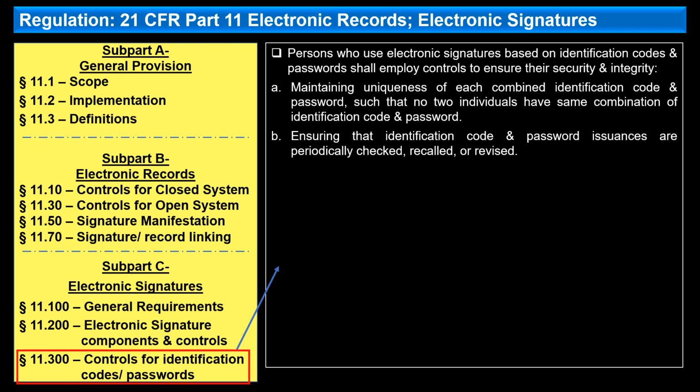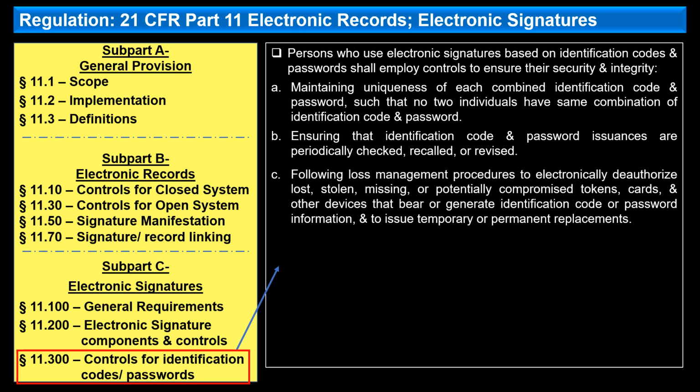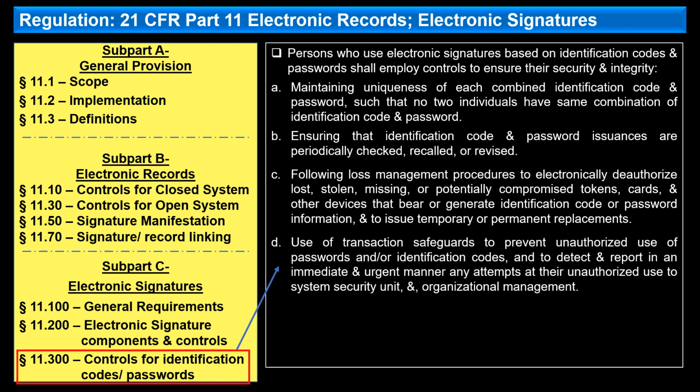Ensuring that identification code and password issuances are periodically checked, recalled and revised. Following loss management procedures to electronically deauthorize the lost, stolen or missing token cards and other devices that bear or generate identification code or password, and to issue temporary or permanent replacements. Use of transaction safeguards to prevent unauthorized use of the passwords or the identification codes, and to detect and report in an urgent manner any attempt at their unauthorized use to the security unit and organizational management.